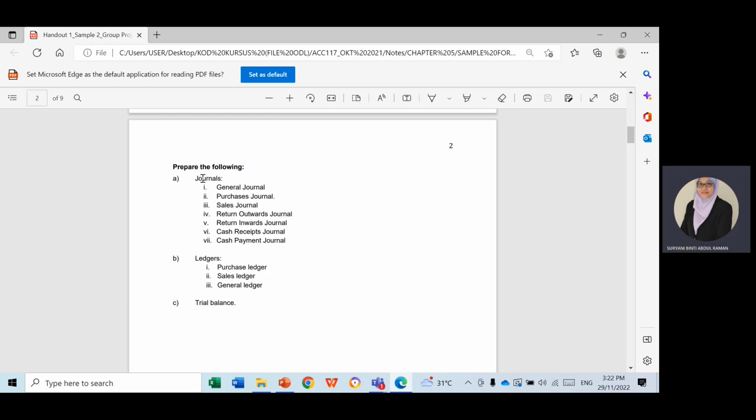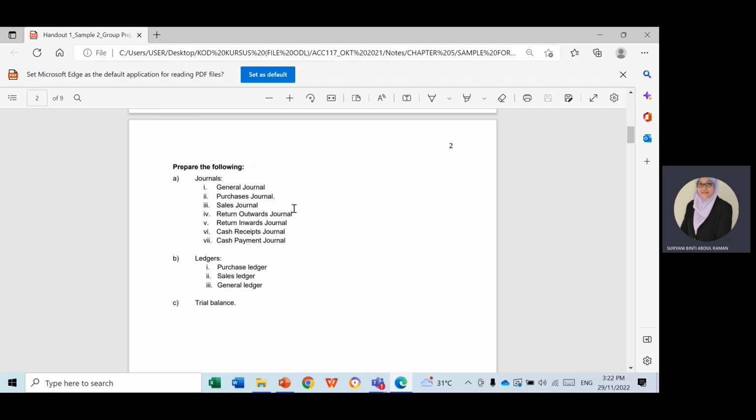Based on the transactions above, you are going to prepare the specialized journal and also the general journal. Next is to prepare the ledgers. And finally is to prepare the trial balance. This following answer can be used as a reference or guidance for you to prepare the answer for group project 1, where group project 1 will require you to create your own business transactions based on the requirement, followed by recording the business transactions into journal, ledger, and trial balance.